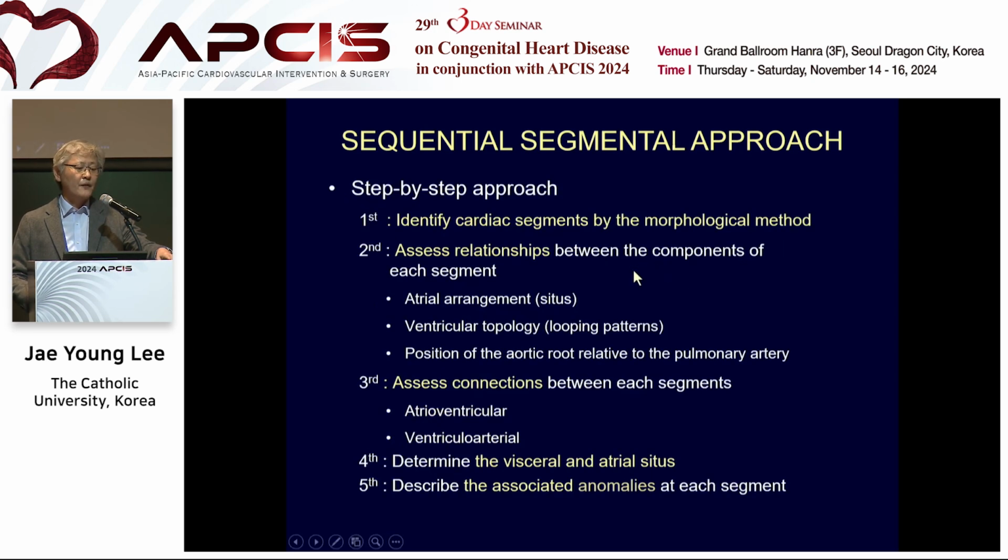The step-by-step approach is the following. First, identify the segments: atrium, ventricle, arterial trunk. Assess the relationship: atrial situs, ventricular topology, and position of the aortic root relative to the pulmonary trunk. Then the connection: atrioventricular and ventriculo-arterial connection pattern. Define visceral and atrial situs, and describe the associated anomalies.